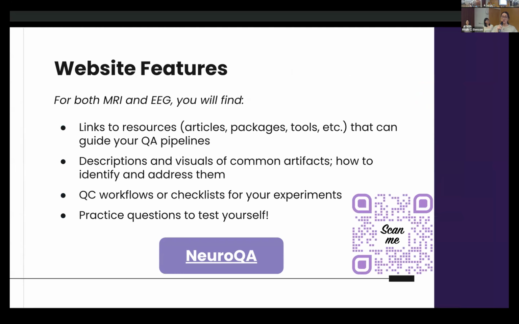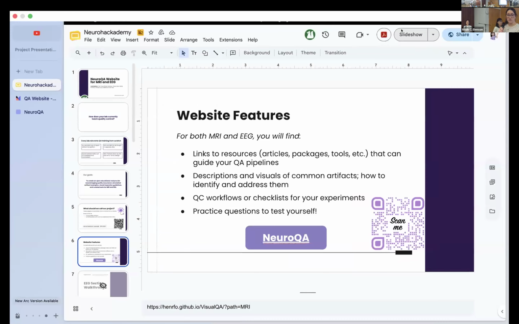So what we wanted to include, for both MRI and EEG, were some links to different resources that include base foundational articles and also packages and tools that can guide your QA pipelines. Some descriptions and visuals of common artifacts that you might find in your research and how to identify and address them. Some different QC workflows or checklists that you can apply to your experiments, and some practice questions to test yourself. So I am going to pass it to Tamaya.